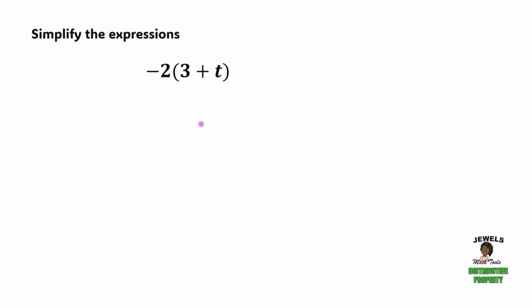So in our session today, we are distributing a negative term into our parentheses. And remember that when we are distributing a term into our parentheses, that means the entire term is multiplied to everything within our brackets. So our -2 will be multiplied to 3. So we have -2 times 3. And then our -2 will also be multiplied to our t.